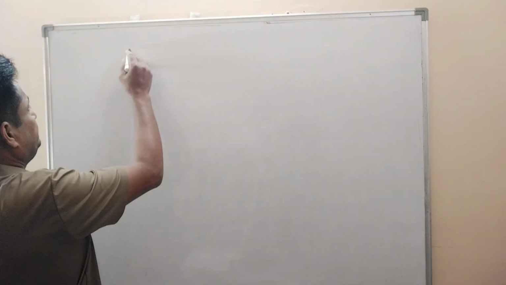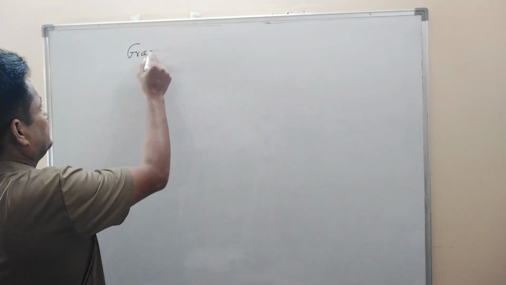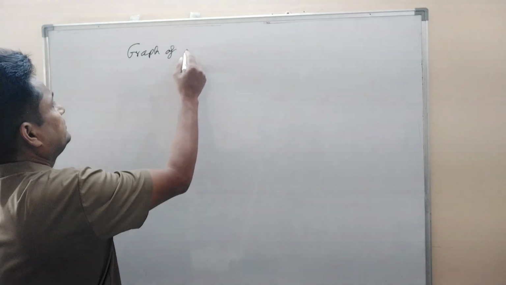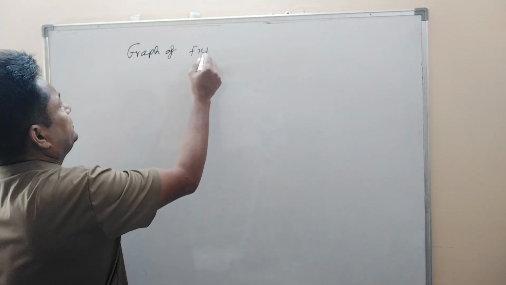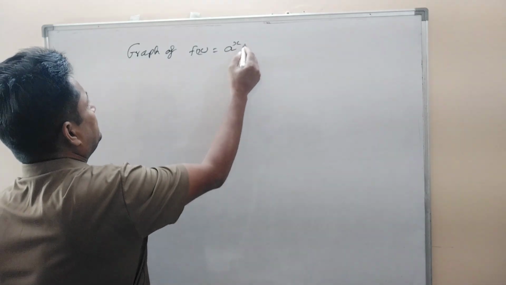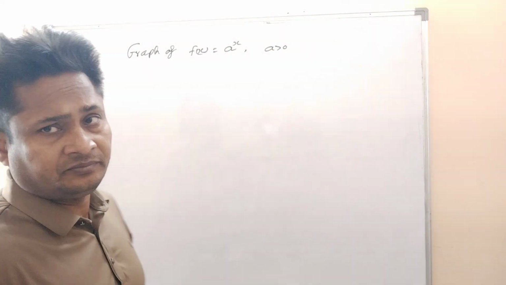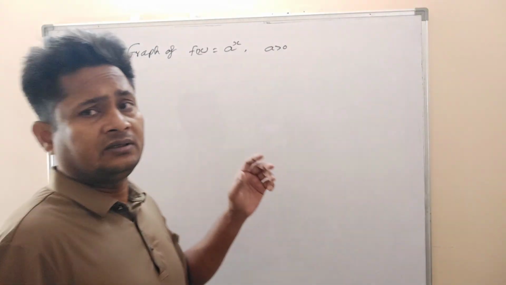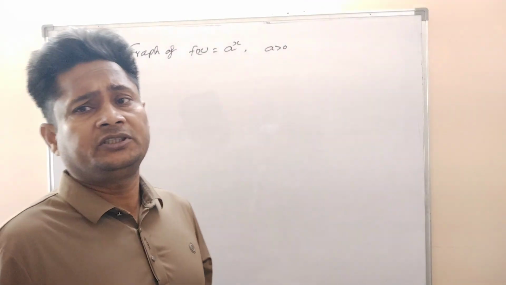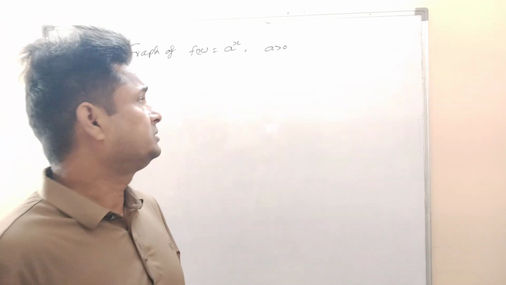Now let's draw the graph of the exponential function. Which type of graph does it look like? Graph of f(x) = a to the power x, where a is greater than 0. If a is greater than 0, then what will be the graph of the function a to the power x?